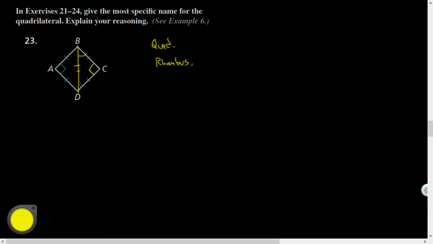By the base angles theorem, these two would be congruent to each other because these legs are congruent. And therefore, these both have to be 45. Similar reasoning, those both have to be 45. This is a square. The amount of work to get there, though, takes quite a bit.